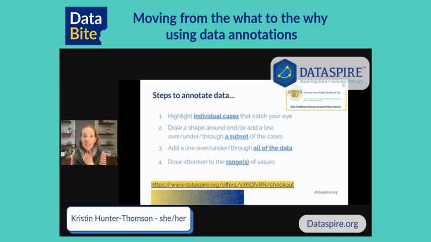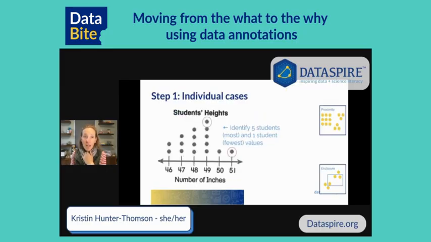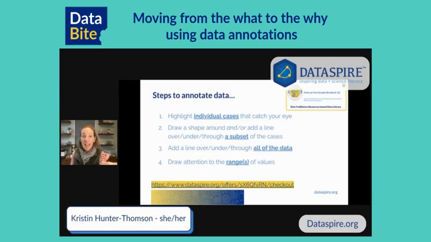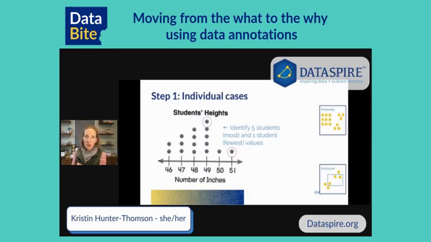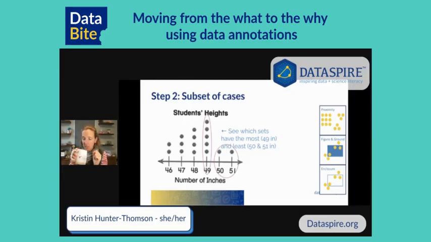And you can even physically have them highlight those individual cases. But then if we want them to be able to look through all of the different data visualizations, we need to help them zoom out on the data visualization. So we need to move beyond just focusing on individual data points, which is where their eye naturally goes as novices.